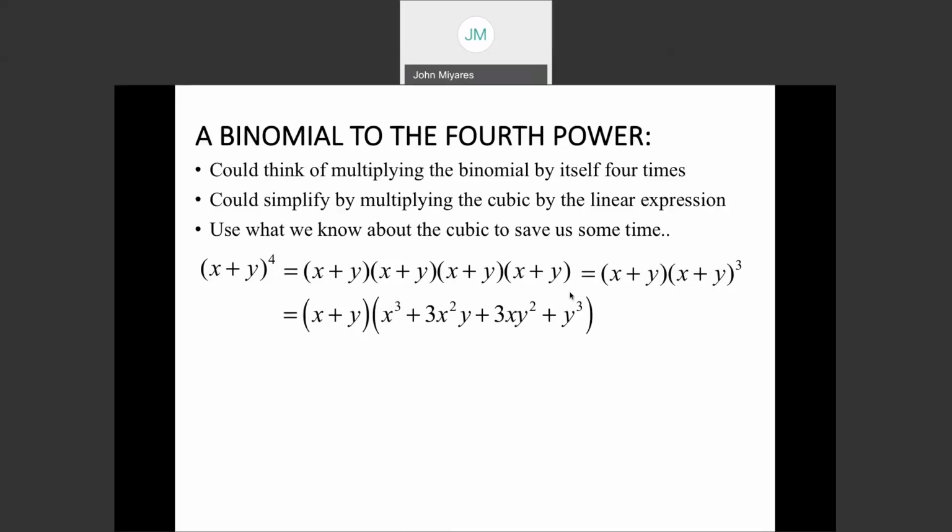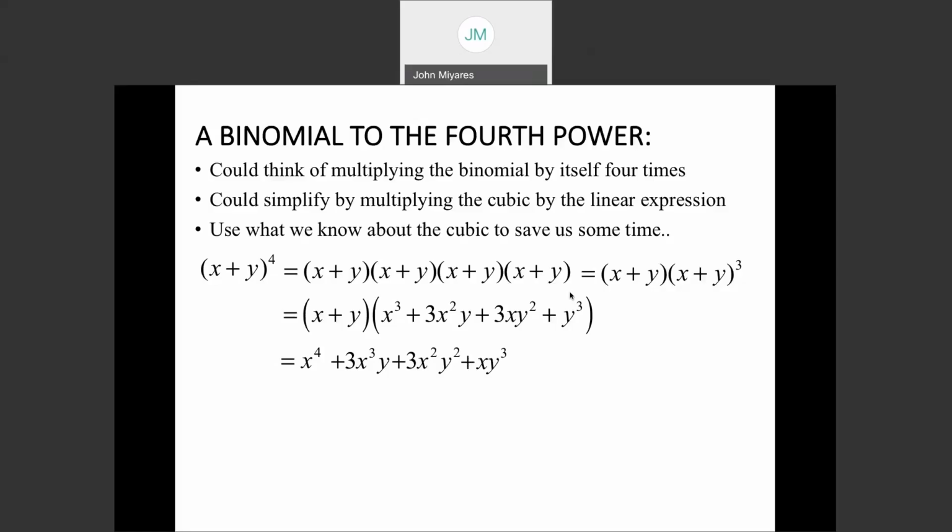So when we do this out, the binomial with the two terms multiplied by that expression with four terms should give us something with 8 terms. Let's start by multiplying the x by everything on the right-hand side polynomial. What we'll see is x times x cubed gives you x to the fourth, x times 3x squared y is 3x cubed y, x times 3xy squared is 3x squared y squared, and x times y cubed is just xy cubed. Then we multiply the y by everything in that four-term polynomial on the right-hand side.